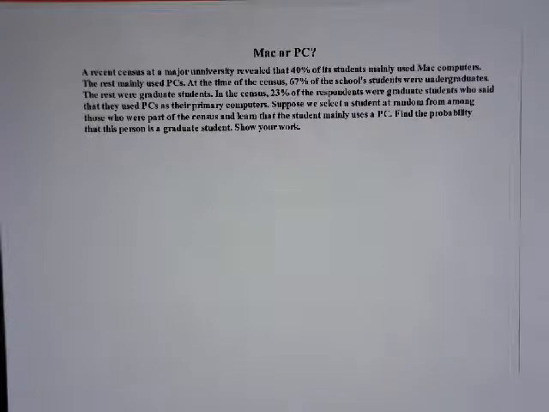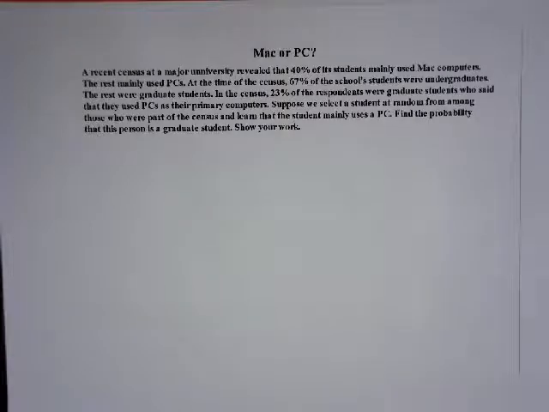the rest mainly PCs. At the time of this, 67% of the school's students were undergraduate, the rest were graduate students. And 23% of the respondents were graduates who said that they use PCs as their computers. Suppose we select a student at random among those who were part of the census and the student mainly uses a PC. Find the probability that this person is a graduate student, and then obviously show work.